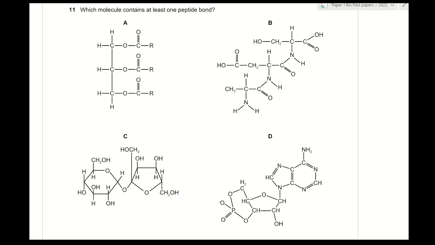Question number 11, which molecule contains at least one peptide bond? Now, let's first draw a peptide bond so you guys could be familiar with it. So, with the carboxyl group. So this is what a peptide bond looks like. Now, as we could see here, all the bonds occurring here are glycosidic bonds. Apart from B, where we could see peptide bonds, two peptide bonds present. Therefore, the answer is going to be B.